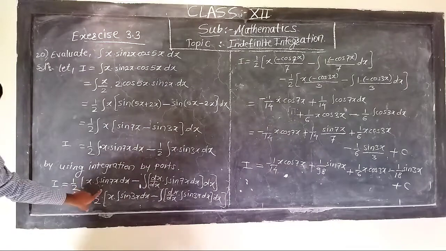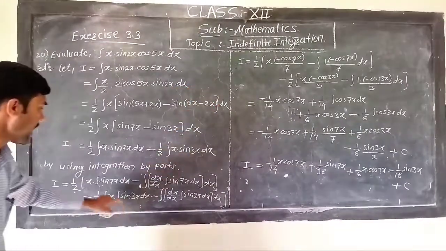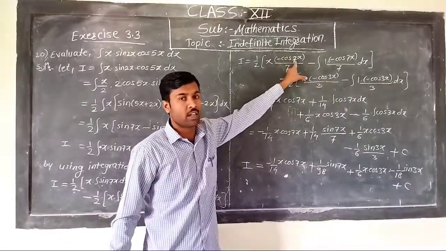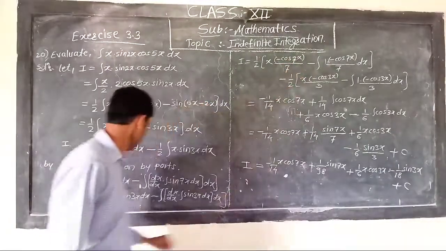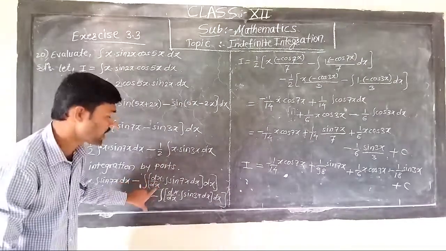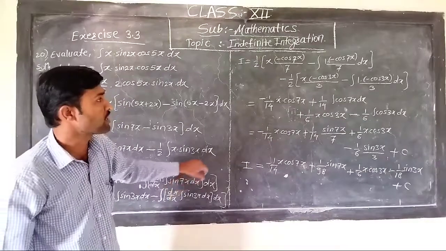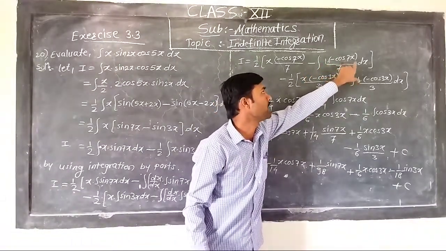Now after solving this, we will get 1 by 2 remains as it is, x into integration of sin, which is minus cos, but the angle is 7x. So after minus cos 7x, the derivative of 7x in denominator is 7. Then minus remains as it is, integration of derivative of x with respect to x is 1, into integration of sin 7x dx, which is minus cos 7x, and as it is a composite function, the derivative of 7x is 7 in denominator.